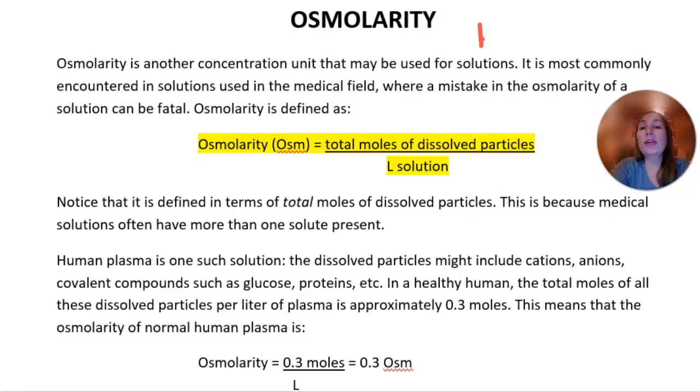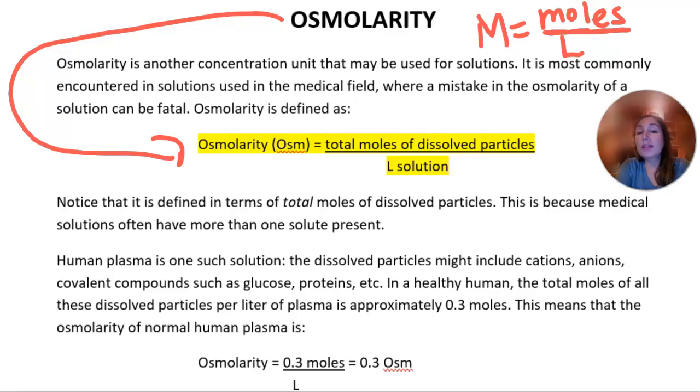So again, we like to say molarity is moles per liter in chemistry. And sometimes you just abbreviate that MOL or MOLES, but we like moles per liter. But the medical field likes osmolarity or osmoles, and that's the total moles of particles divided by liters of solution. So it's really similar. It's just all the moles of dissolved ions or particles. So this total moles is the important part.